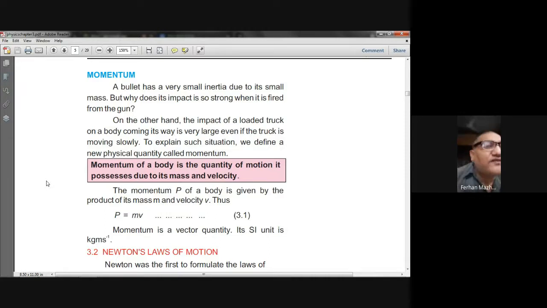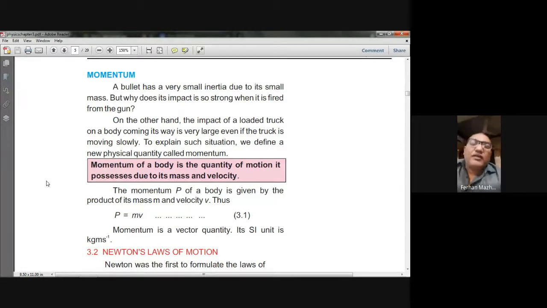And the unit of the momentum: the mass is in kg, the velocity is meter per second. So the unit of the momentum will be kg meter per second. You understand? Because the momentum is the product of mass and velocity, the mass is kg, the velocity is meter per second, so the momentum will be kg meter per second. Momentum is very simple. If somebody asks, what's the momentum? Momentum is the product of the mass and the velocity.